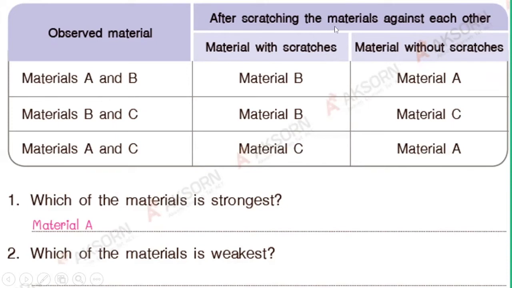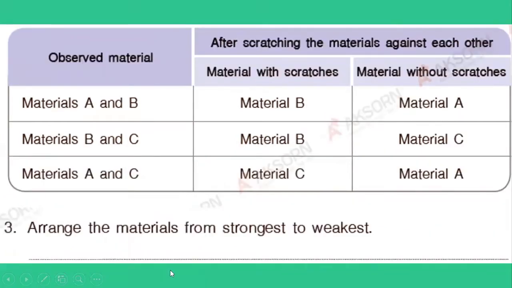When we scratch B and C materials against each other, B stays with scratches, and C is without scratches. C is stronger than B, so B is the weakest. Write down please: material B is the weakest. Okay, and answer question 3. Arrange the materials from strongest to weakest.